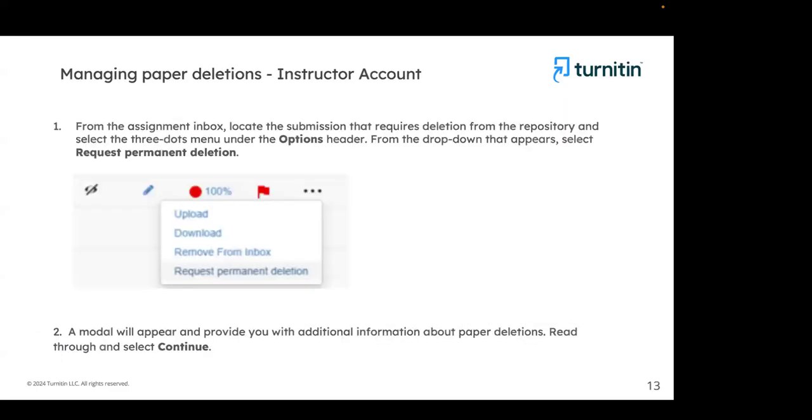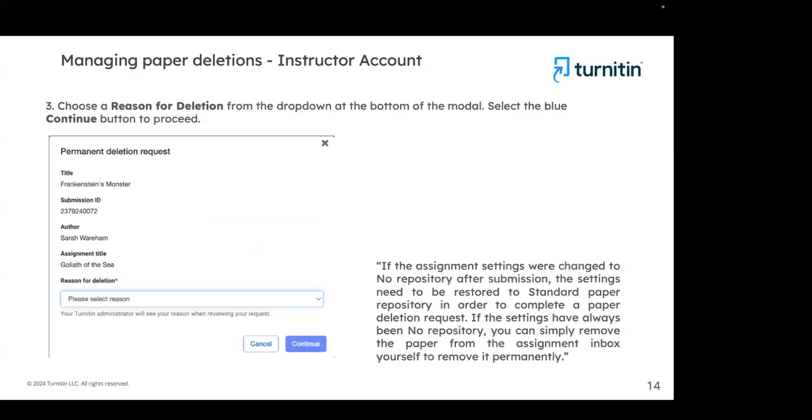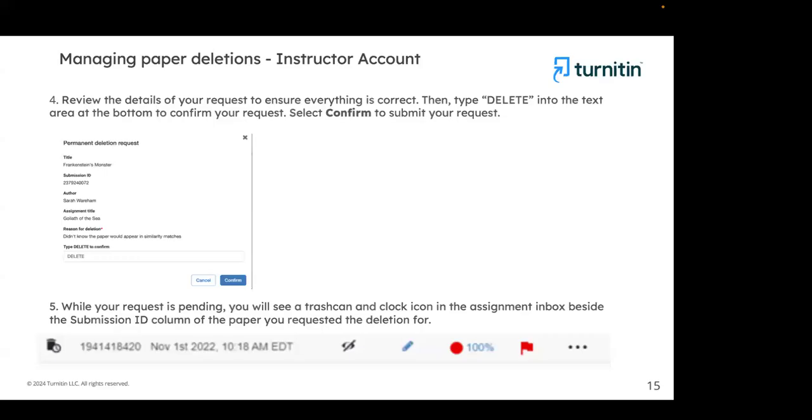But what happens is that instructors remove the paper only from the assignment inbox. That is only removed from the assignment inbox, but it is not permanently deleted. Removing the paper from the inbox means it is only taken off the interface, but requesting permanent deletion is something the instructors need to do. Request for permanent deletion, type in the details, select the reason, and then submit that particular paper for deletion.